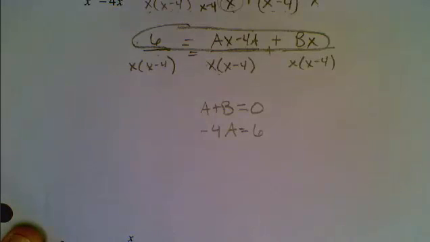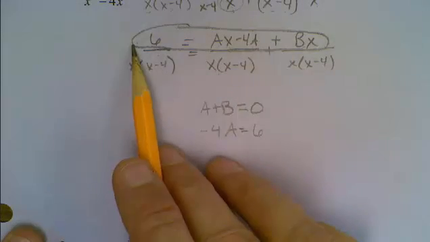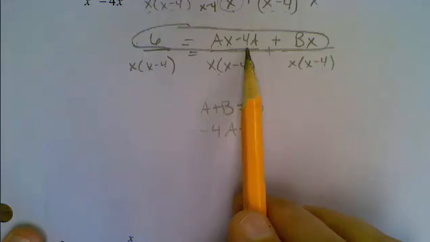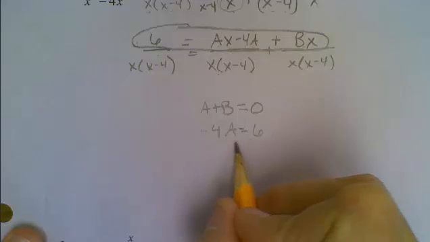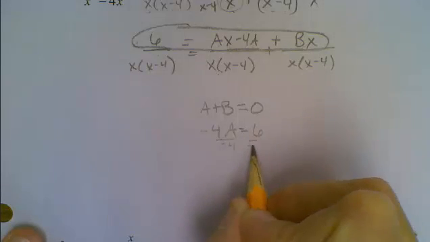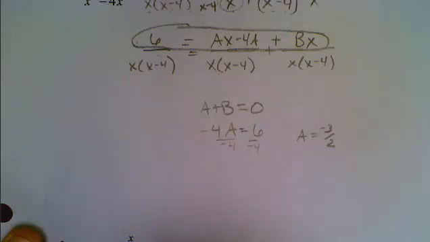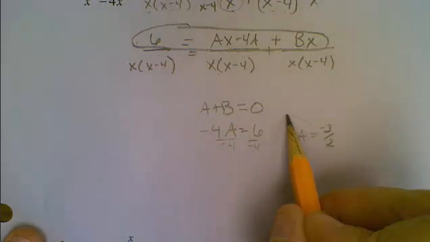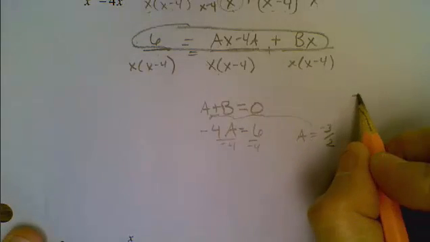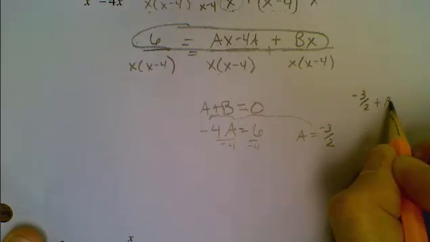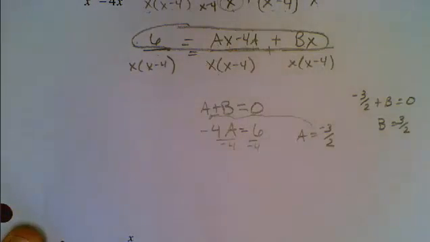So this is a pretty simple system of equations. The x's, a plus b, have to add up to 0, and the number, negative 4a, has to add up to 6. So here I can solve for a by dividing by negative 4. I get a is negative 3/2. I have to plug that back into this equation to figure out what b is. So negative 3/2 plus b has to equal 0. So b is going to have to equal positive 3/2.